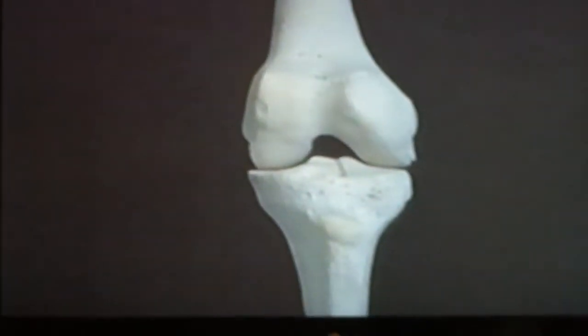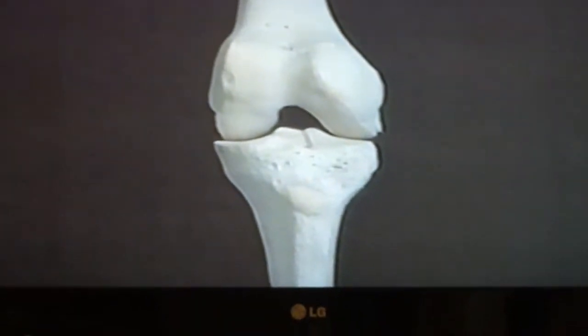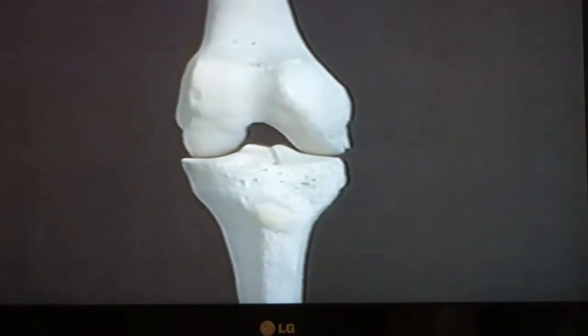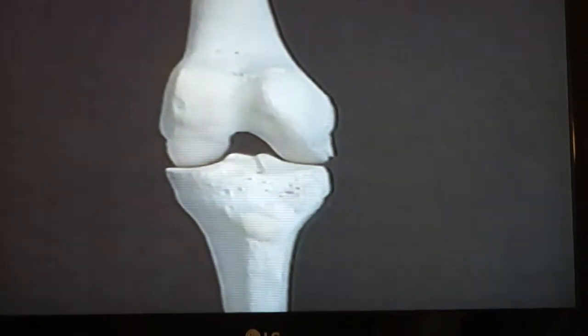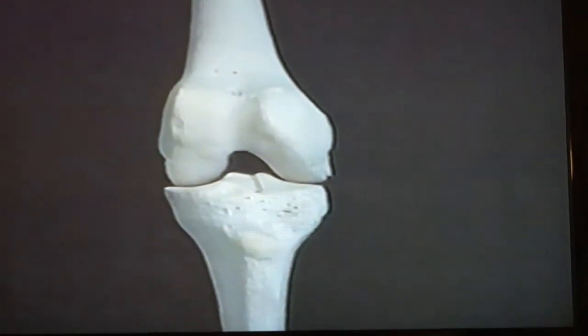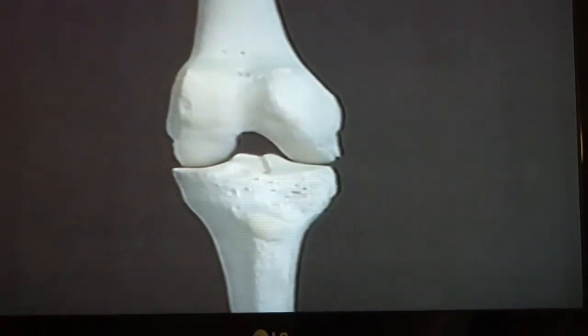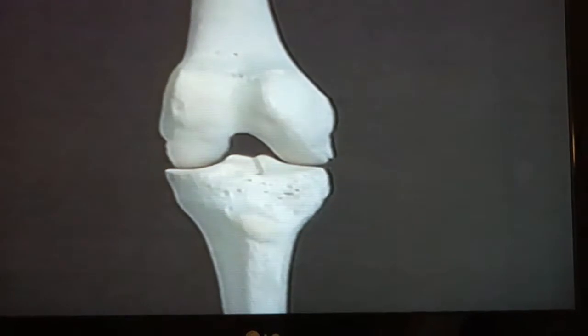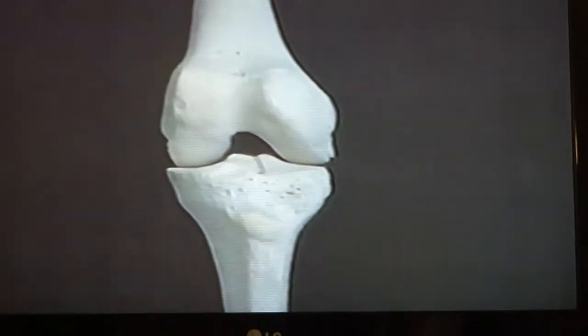It should be pointed out that the knee joint is a very complex joint and that axial rotation of the femur occurs during flexion and extension at this joint. The knee joint and its actions will be described in detail in the subsequent videotape.